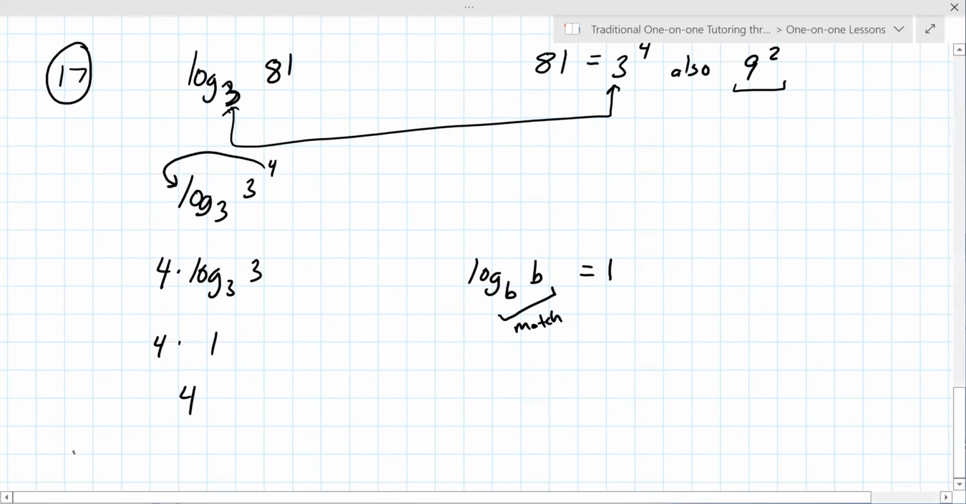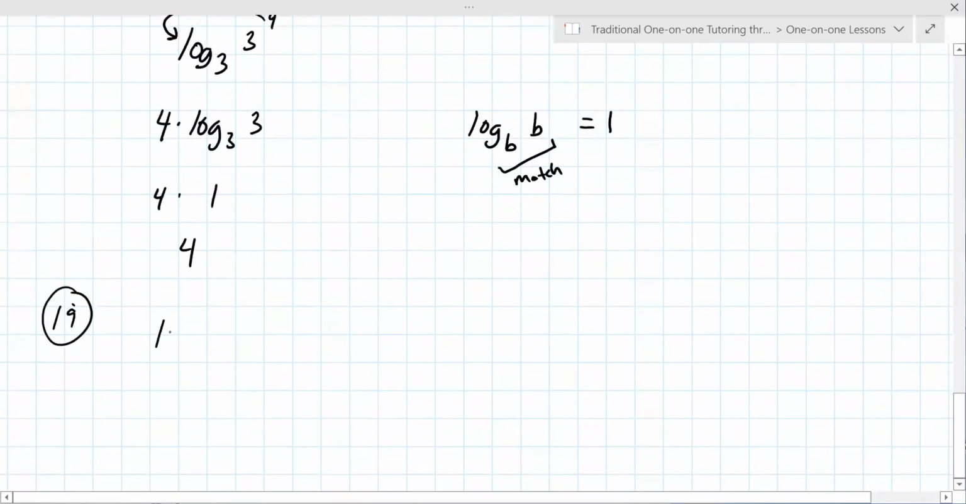All right, 19. Well, we just actually did one like this. This one is log base 3 of 3. And since these match, this just equals 1, because there's really a 1 up top. I don't know if you've seen this, but if you just pick your favorite number, there's a power of 1, you're multiplying by 1, you're dividing by 1, things like that. There's actually a lot of ways you can rewrite a number.